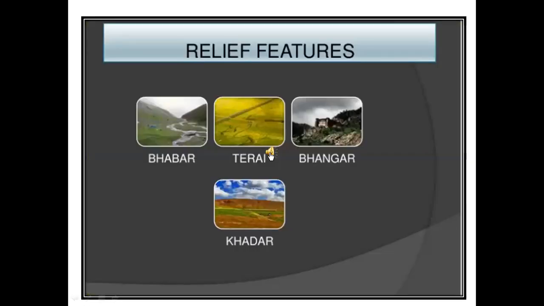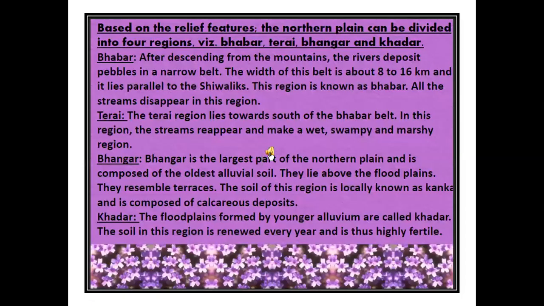The relief features of the northern plain: Bhabar, Tarai, Bhangar, Khadar. The northern plains are generally described as flat land with no variations in its relief. It is not true. These vast plains also have diverse relief features. According to the variations in relief features, the northern plains can be divided into four regions.